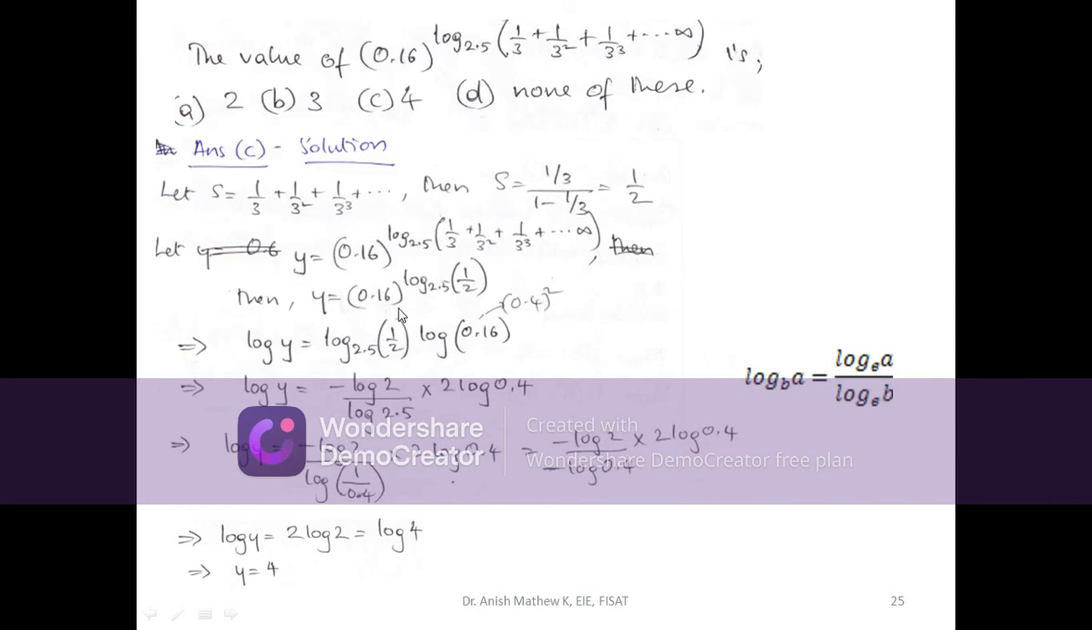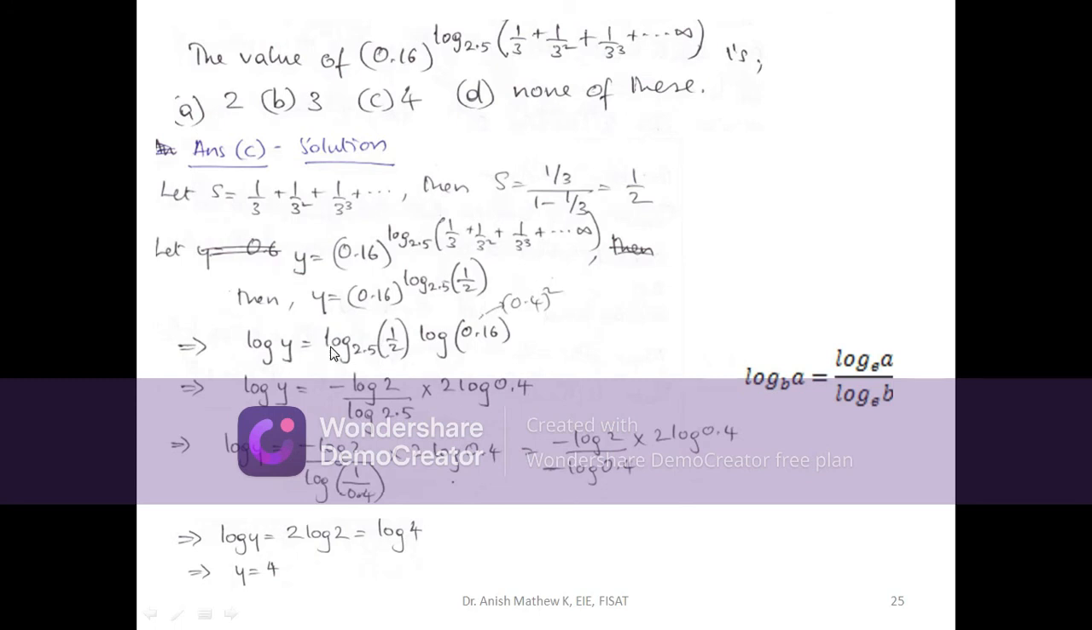Now we take logarithm on both sides. So natural logarithm of y equals logarithm to the base 2.5 of 1/2, times logarithm of 0.16, since this is an exponential term. Logarithm of 0.16 can be written as logarithm of 0.4 whole square. So logarithm y equals log base 2.5 of 1/2, times 2 times logarithm of 0.4.